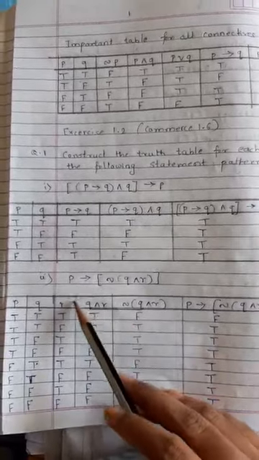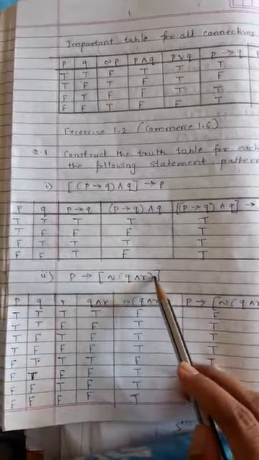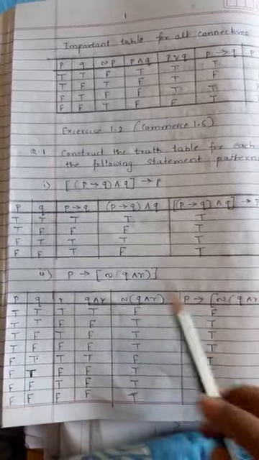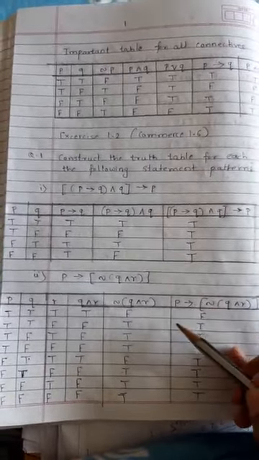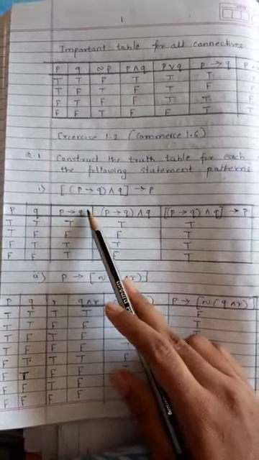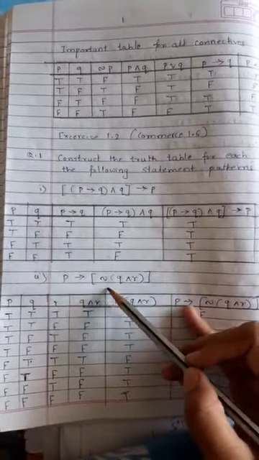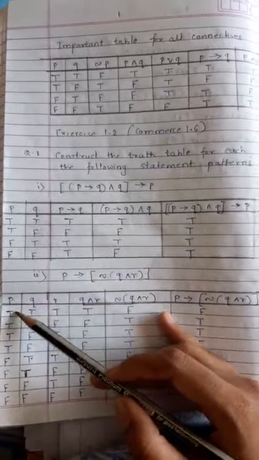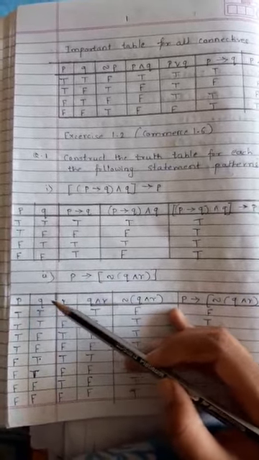Next, second: P implies negation of Q and R is the given statement, and we have to construct the truth table of this. Students, in the previous problem there were two statements. Now in this problem we have three statements, P, Q and R, so we have to take all the combinations of T and F.